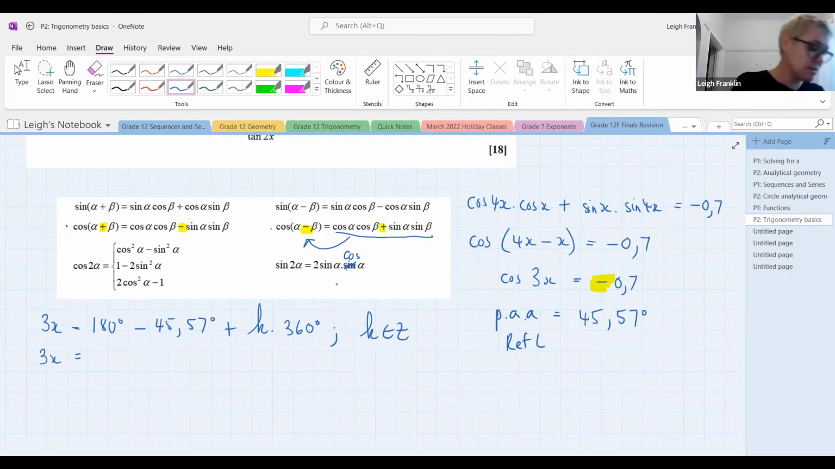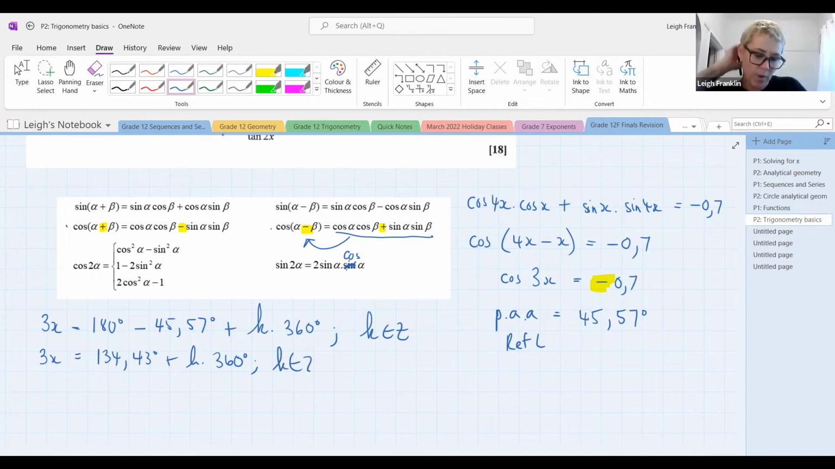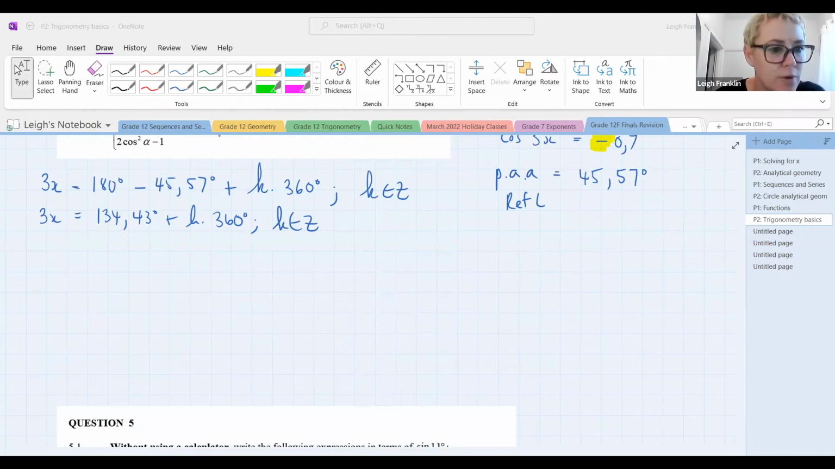So now we would end up taking the 180 and minusing the 45.57. Let me just do that. And that leaves us with 134.43 plus k times 360. And now this is when you divide through by 3, because remember, we want to solve for x. Okay, good, well done.